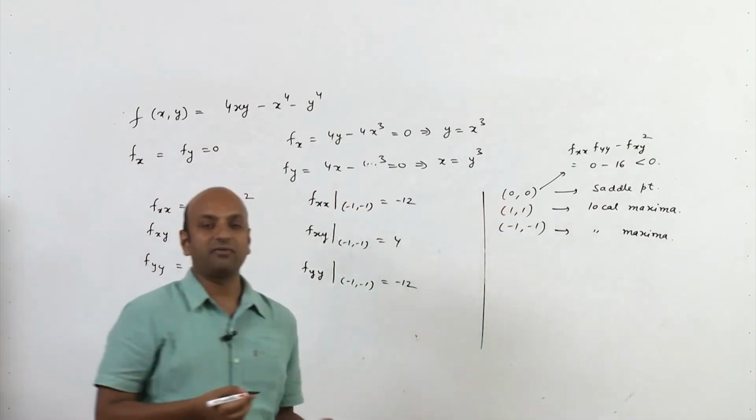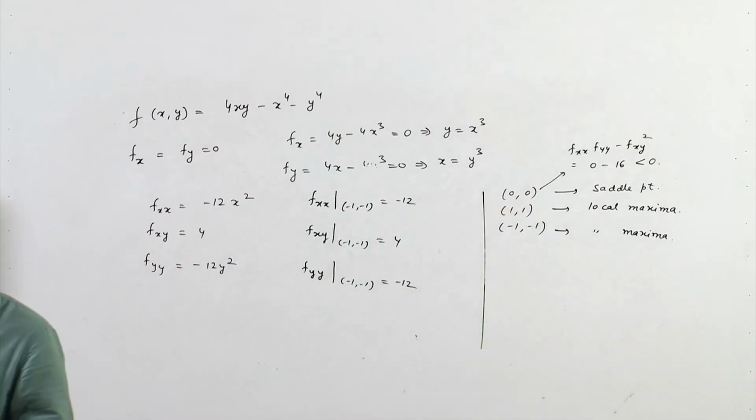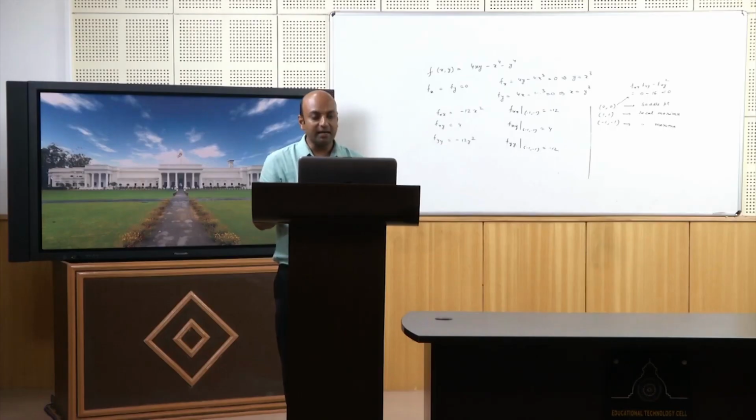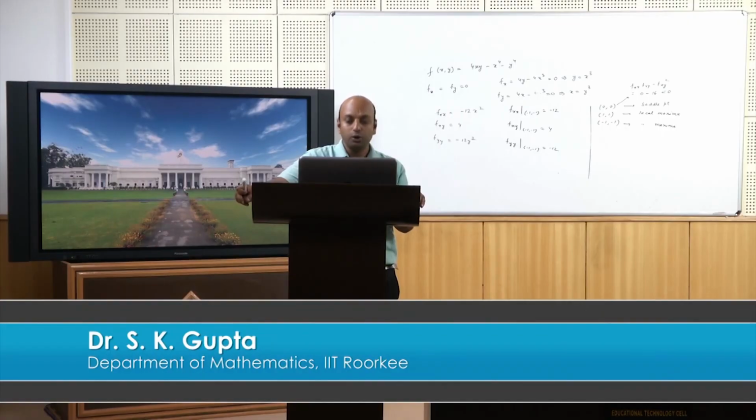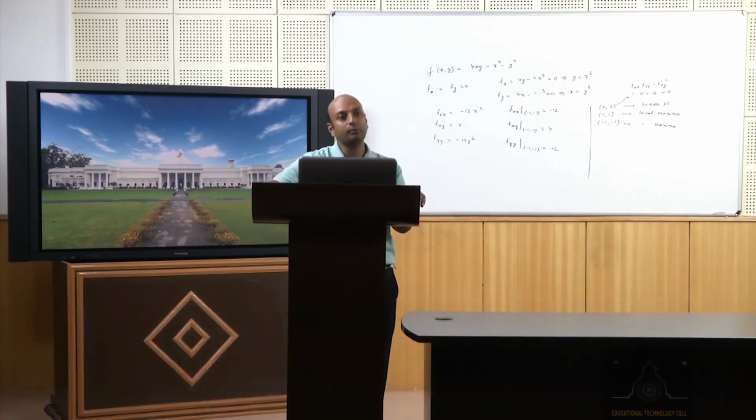So in this way we can find out the nature of the critical points. Similarly we can also solve question number 3 and question number 4 to find out which point is a point of local maxima, local minima or saddle point.